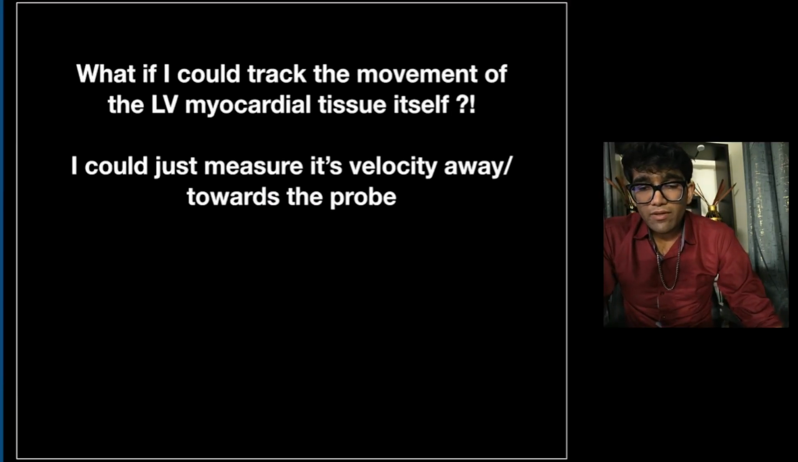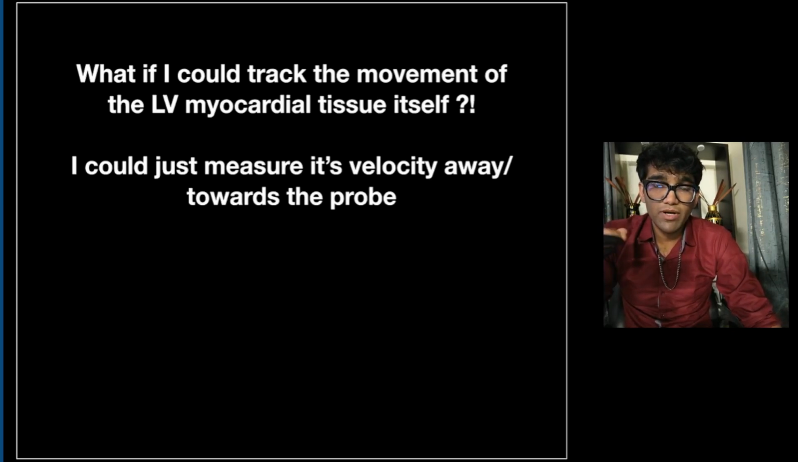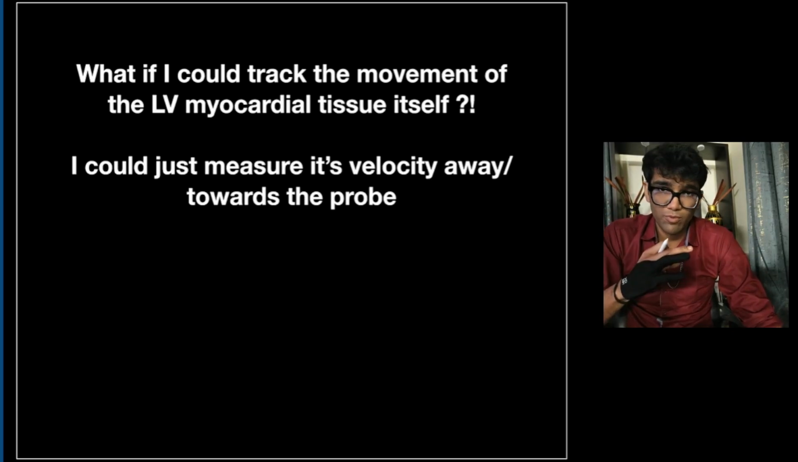So what do we do? One option is something called tissue Doppler. We can track the movement of the myocardial tissue itself. In both of these situations, the movement of the myocardial tissue will be different. In the first situation, the athlete, the myocardium will relax vigorously and there will be definite movement of the myocardial tissue away from the probe.